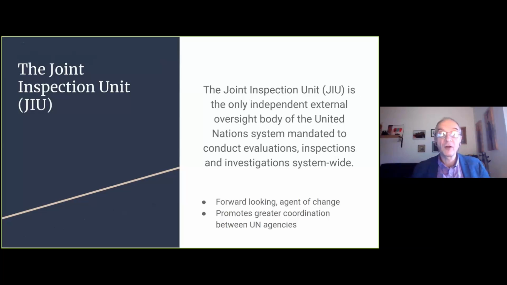For those of you who are not familiar with JIU, it's the only independent external oversight body of the United Nations system, which conducts various evaluations of the system. But I would like to stress that it's typically not an audit kind of evaluation or inspection that JIU does. It's very forward-looking. It aims to become an agent of change. So the reports that JIU produces tend to have recommendations for future improvements, both for individual organizations, but also for the UN system as a whole.